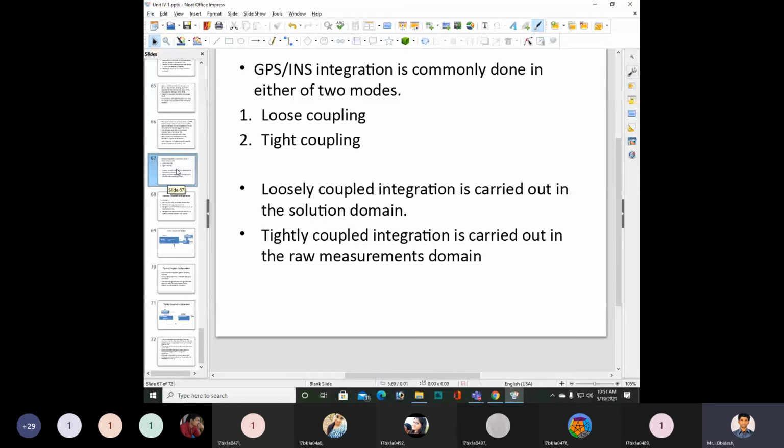Loosely coupled integration is carried out in the solution domain. Tightly coupled integration is carried out in the raw measurements domain. So here we have two domains for loosely coupled integration and tightly coupled integration.